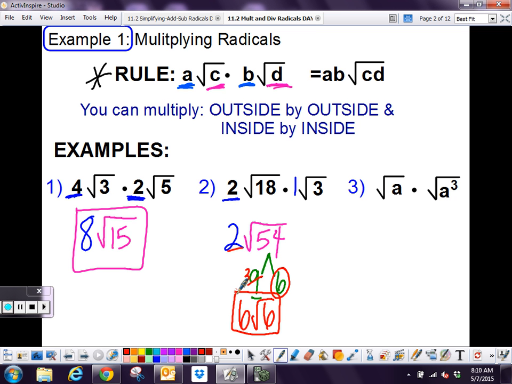Okay, number 3. So we don't have anything on the outside, so we don't have to worry about that. Well, it's just 1 times 1, so it's going to stay as 1. But then I have a times a to the 3rd. Remember, when you multiply, you add exponents, so that's going to be a to the 4th. Okay, it's just we need to simplify that, and the square root of a to the 4th is a squared. And that's it there.